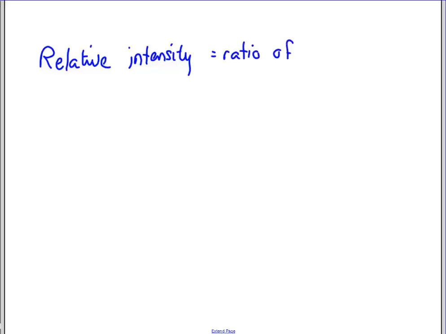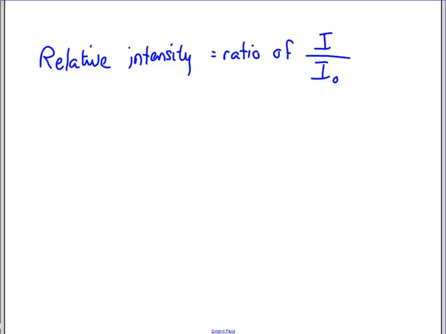Intensity is a really big number. So what we're going to work on is relative intensity. And relative intensity is a ratio between the intensity, or the loudness, of the sound we're listening to and threshold intensity. And that helps because then we're dealing with two numbers, both of which are relatively big or relatively small, depending on our point of view.